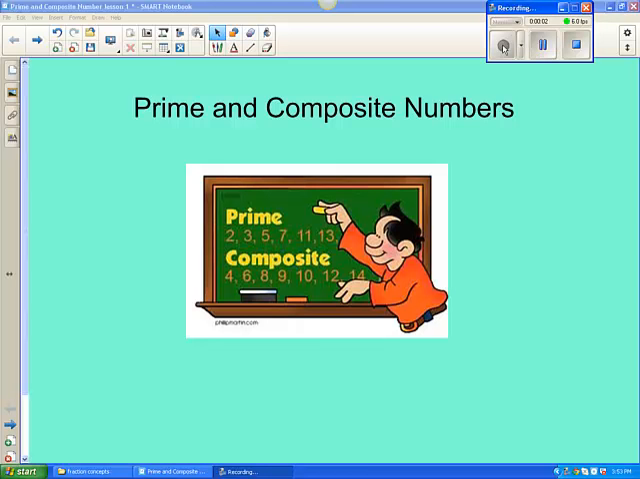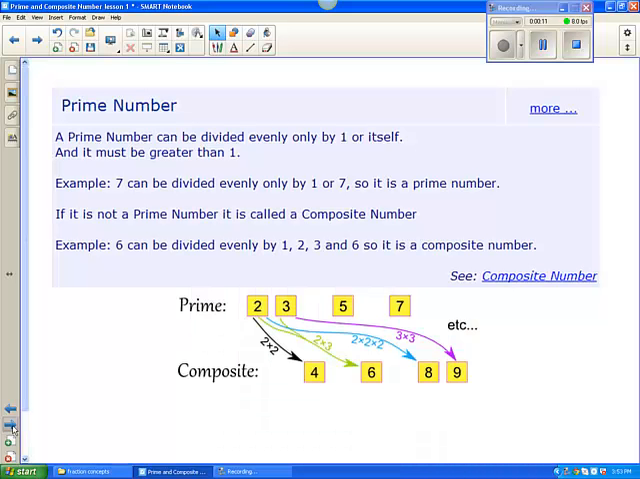This lesson is on prime and composite numbers. You will learn the difference between a prime number and a composite number. A prime number can be divided evenly only by 1 or itself. It must be greater than 1 and it must be a whole number.